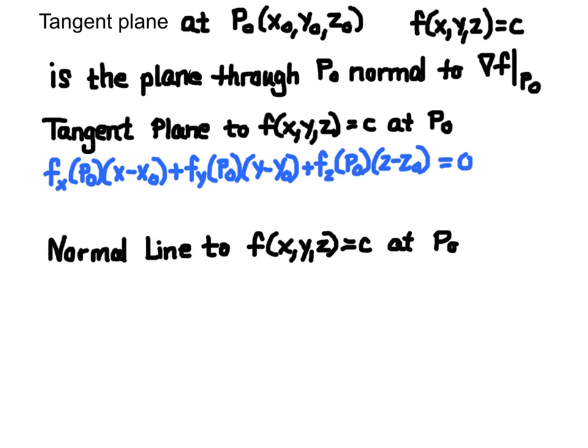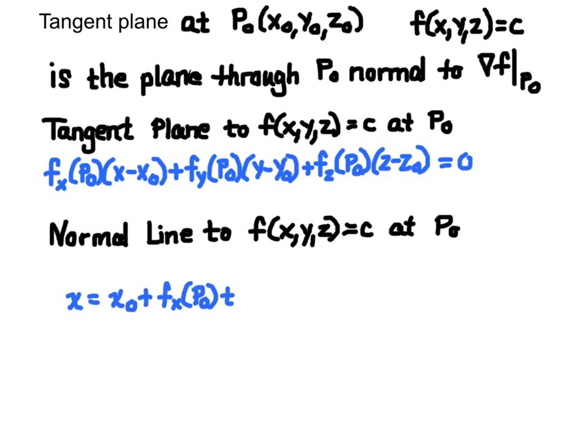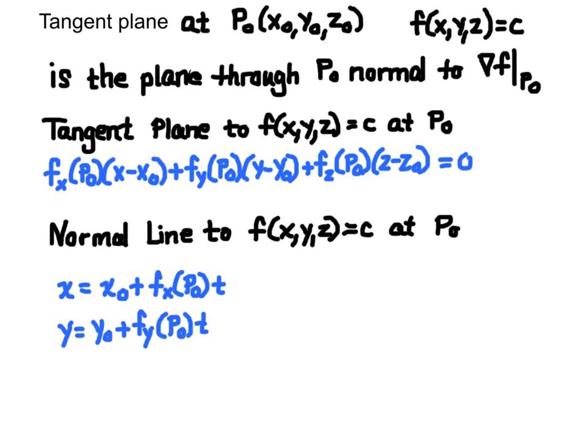And the normal line to f equal to c at P naught is x equal to x naught plus the partial derivative of f with respect to x at P naught times t. y is equal to y naught plus the partial derivative of f with respect to y at P naught times t. And z equals z naught plus the partial derivative of f with respect to z at P naught times t.